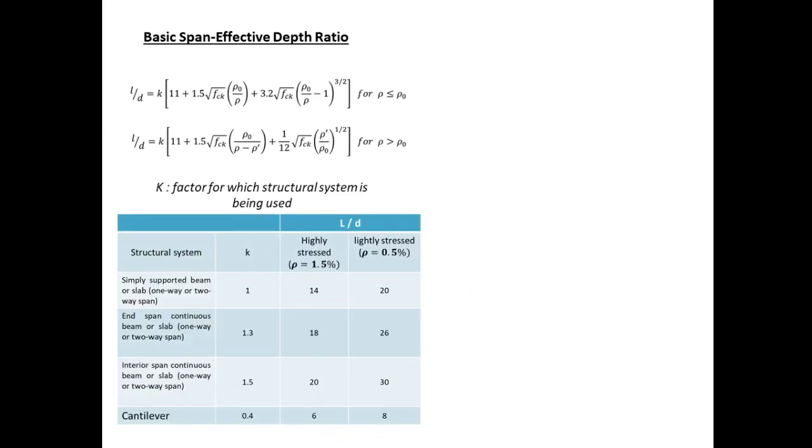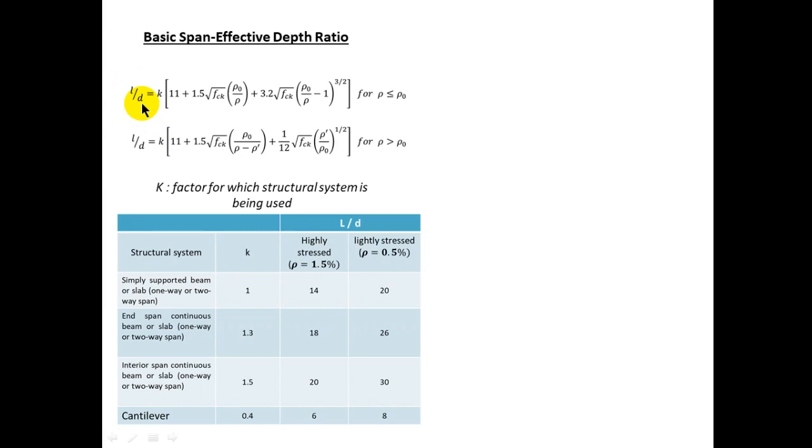As I said, the K is from this table, and it depends on what kind of structural system you are using. For a simply supported beam, it is just 1. For an end-span continuous beam or slab, it is 1.3. Everything that you need is within this table. And just to make sure, now we are talking about the allowable L over d.